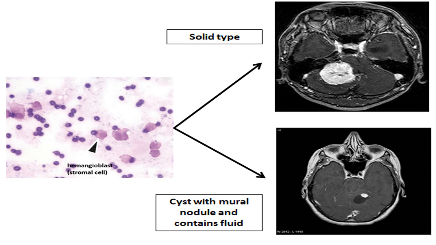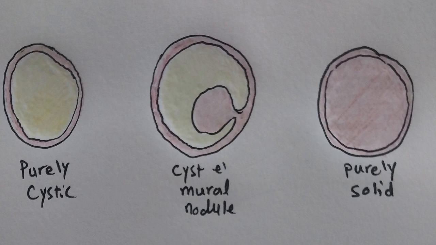So the tumor has three shapes that we can see radiologically. The cyst with the mural nodule, this is the most common shape, the purely solid shape, and the purely cystic shape of the tumor.